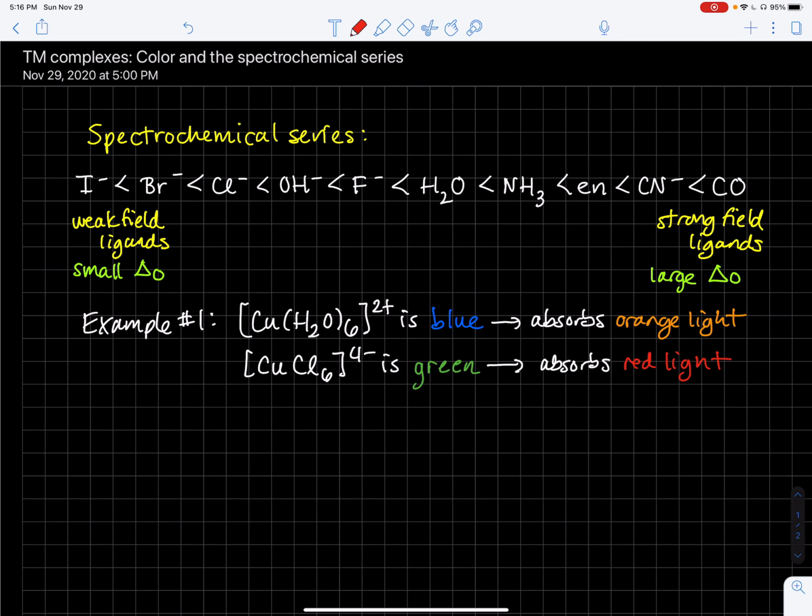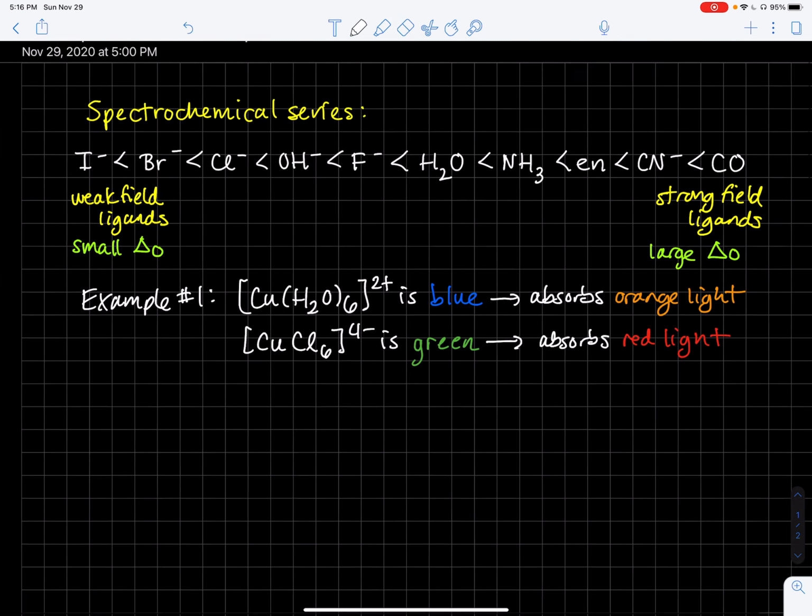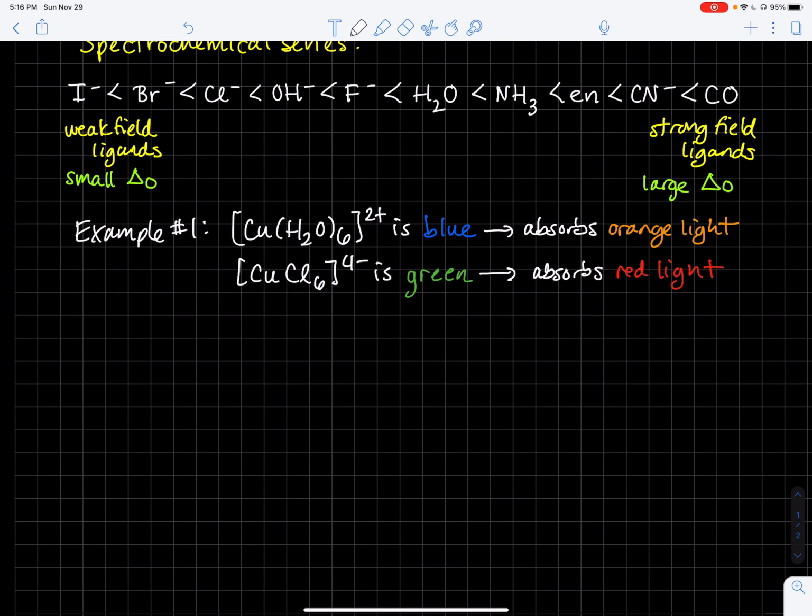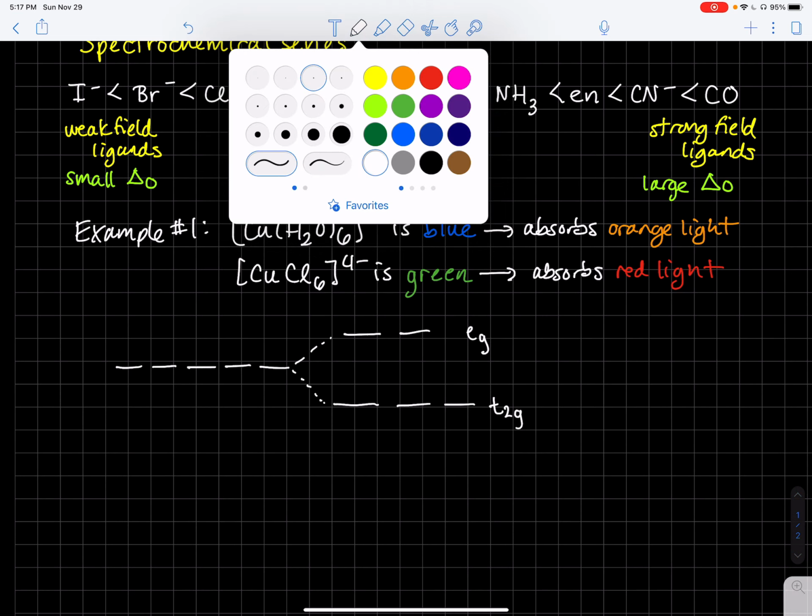Okay. Now we need to look at the d orbital splittings to see what's happening when this light is absorbed. So in an octahedral complex, copper 2+, like any other ion in that complex, has its orbitals split, and you will have gone over in class why this is, into 2 sets of orbitals. Okay, and you might have used labels on these orbitals. These are symmetry labels, T2G and EG. You might not have used those, it's fine.